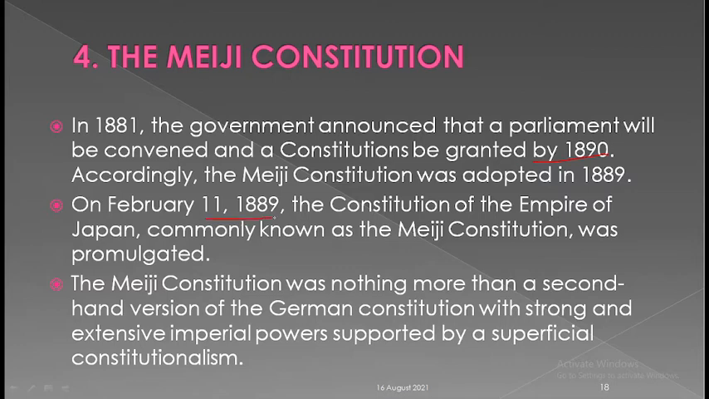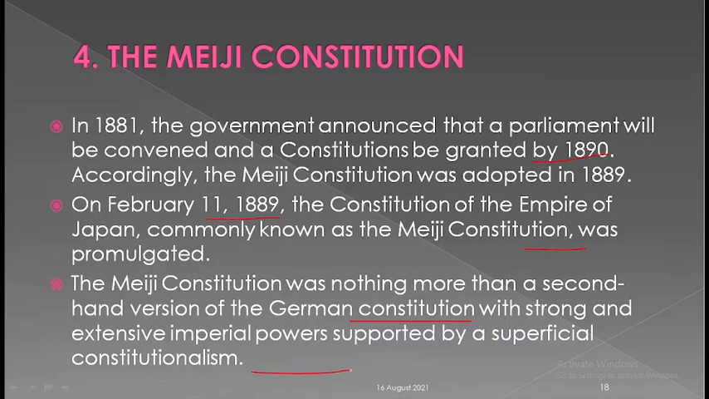Now, on February 11, 1889, the Constitution of the Empire of Japan, commonly known as the Meiji Constitution, was promulgated. The Meiji Constitution was nothing more than a second-hand version, or an imitation, of the German Constitution, with strong and extensive imperial power supported by a superficial constitutionalism.